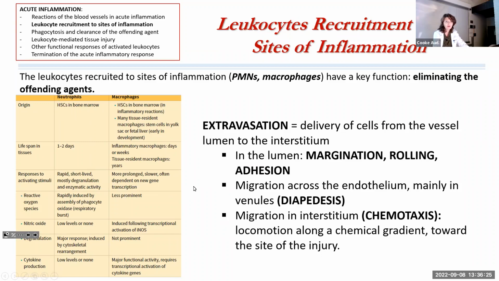How do they go to the site of inflammation, to the tissue? By extravasation, delivery of the cells from the vessel lumen into the interstitium. There are a few processes that we're going to take a quick look at, starting with margination, rolling, and adhesion. I already mentioned margination. Then they migrate across the endothelium, mainly in the venules. This process is called diapedesis. And then when they get to the tissue, they will migrate in the interstitium by a chemical gradient. They will go towards the site of injury. And this process is called chemotaxis: chemical gradient, taxis, movement, chemotaxis.